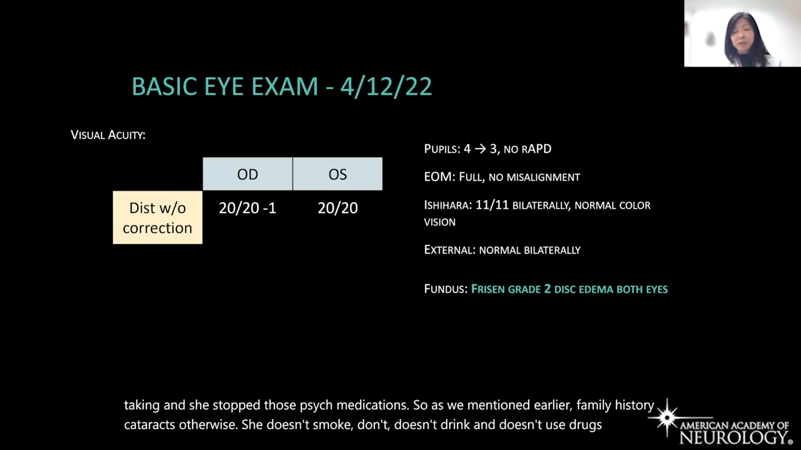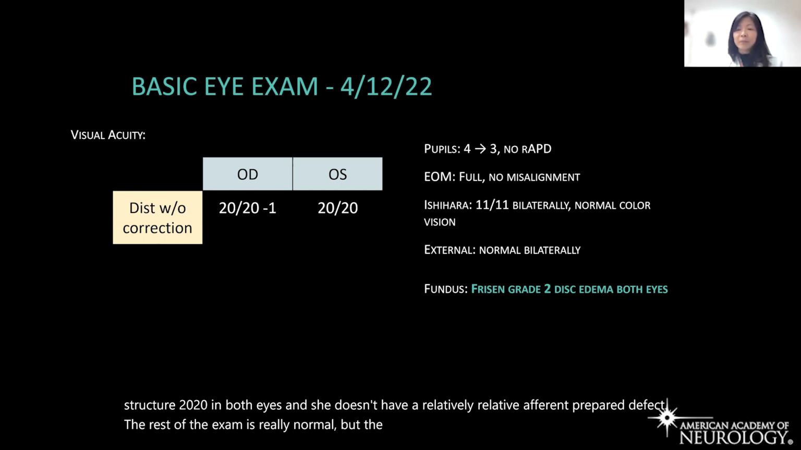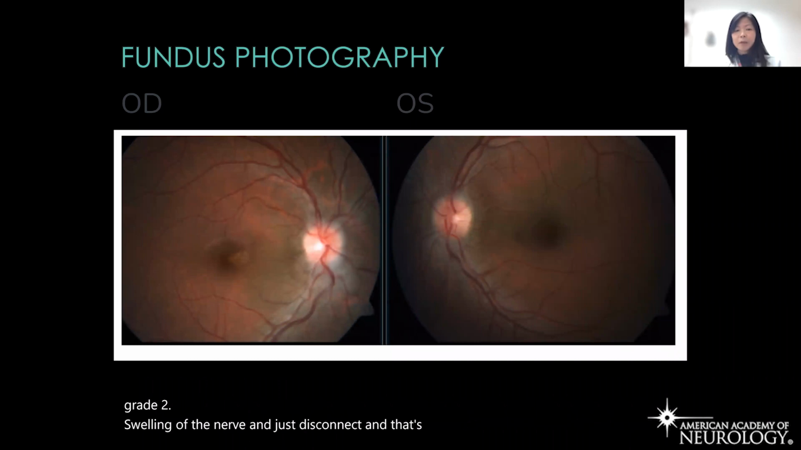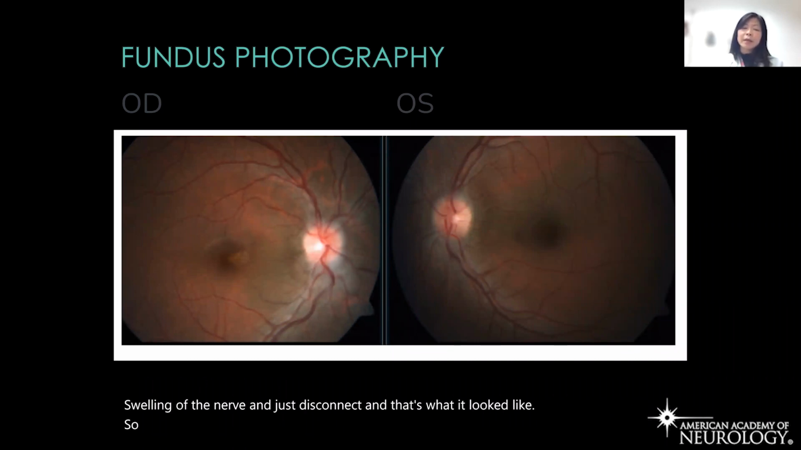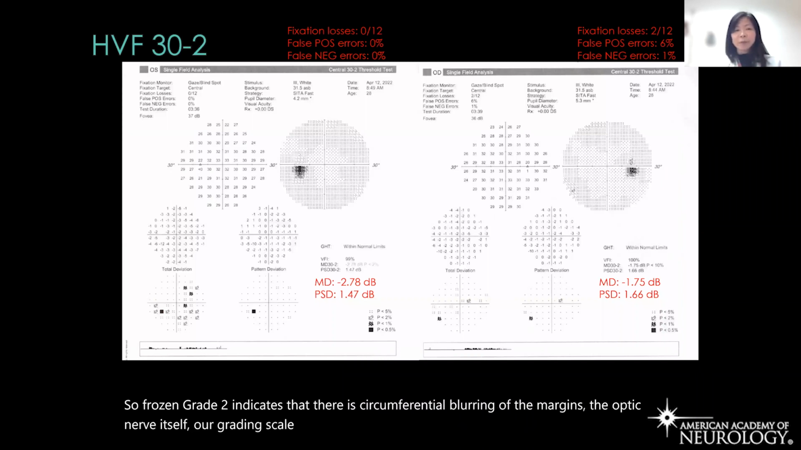Her vision is actually 20/20 in both eyes, and she doesn't have a relative afferent pupillary defect. The rest of the exam is really normal, but the fundus exam showed what we call Frisén grade 2 swelling of the nerve, the disc edema, and that's what it looked like. So Frisén grade 2 indicates that there is circumferential blurring of the margins of the optic nerve itself. That's our grading scale for swelling of the optic nerve.